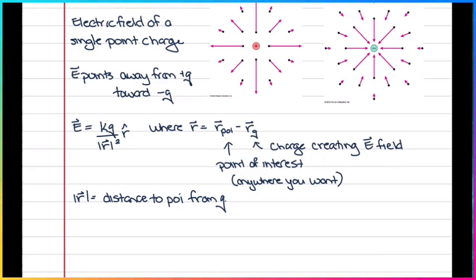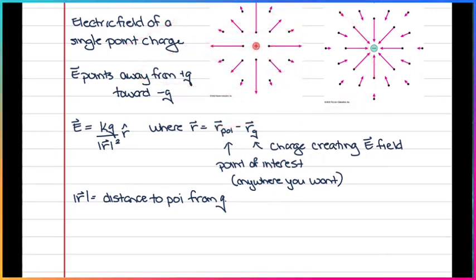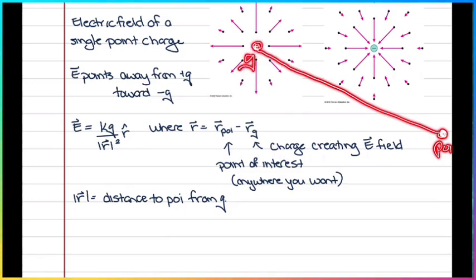So again, just to reiterate, this point of interest here can be anywhere you want. There does not have to be a charge located at that point of interest. I can still talk about the electric field at that point. Because again, this particular charge creates an electric field everywhere in the universe. And if I want to know what the electric field looks like here, then that's my point of interest. And then I have to figure out the distance between this charge and my point of interest. If my point of interest is all the way over here, then I have to figure out the distance between it and my charge Q, and that's r.